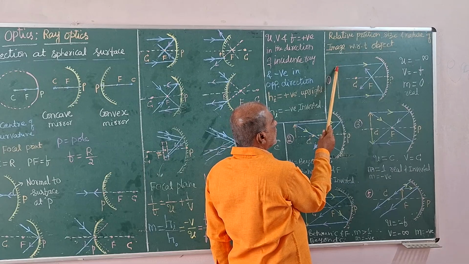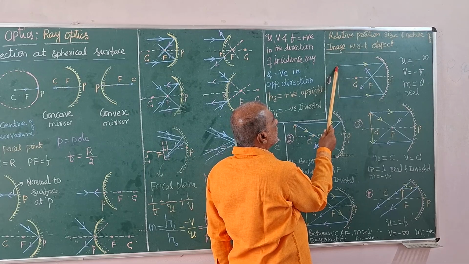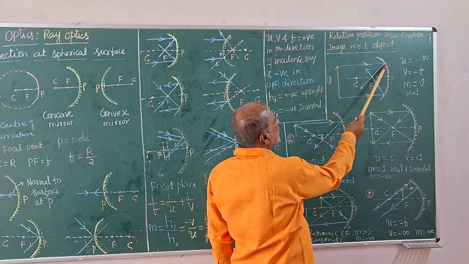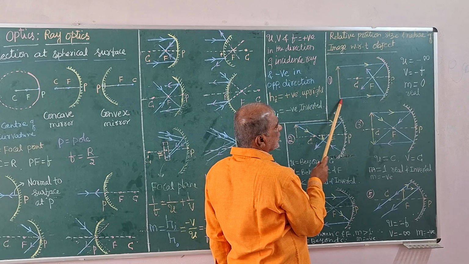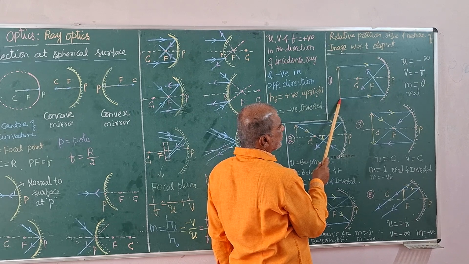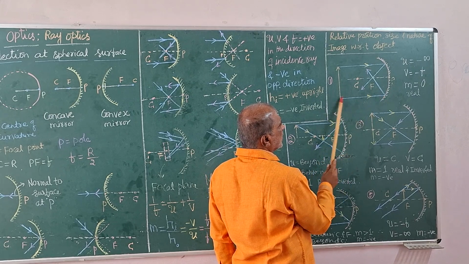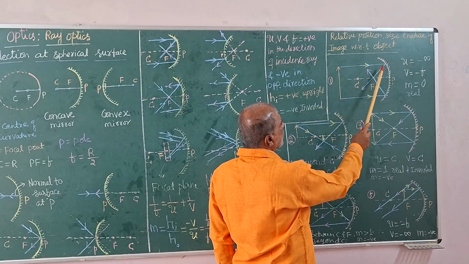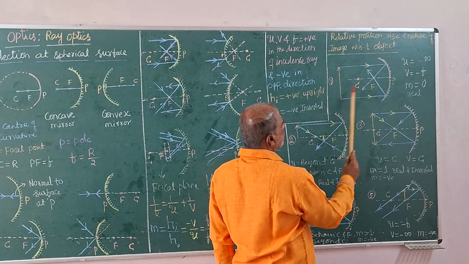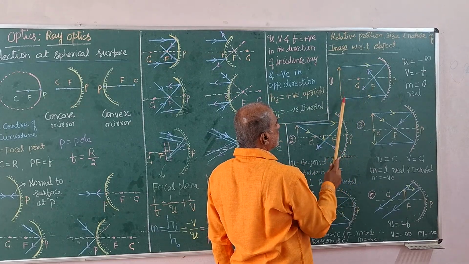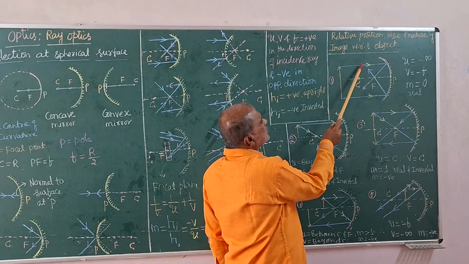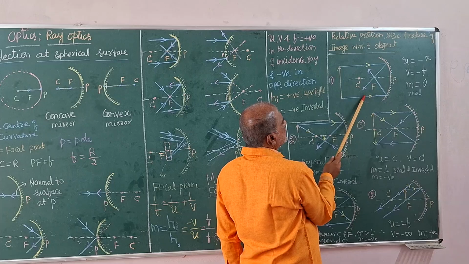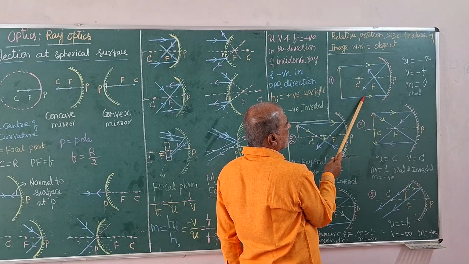I am taking one ray at the tip of the object, parallel to the principal axis. And at the bottom of the object, I am taking one ray. There are many rays; every point has countless rays reflecting. Taking this point and this point, this ray is parallel to the principal axis, and this ray is parallel to the principal axis.